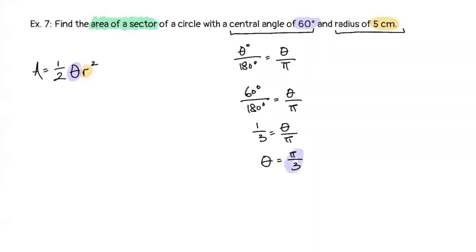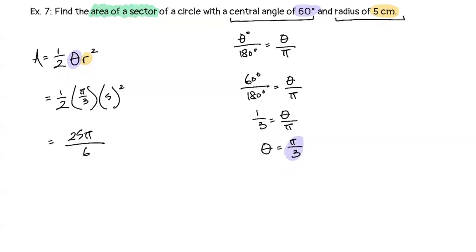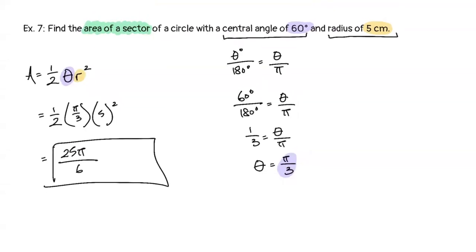Now I have the value I can plug in. So I get 1/2 times pi over 3 times 5 squared. And so what does that get us? 25 pi over 6. Units for this. Looking for area. Right, I'm looking for area. I'm not looking for length. So yeah, precisely. It's not going to be centimeters, but it is going to be centimeters squared.